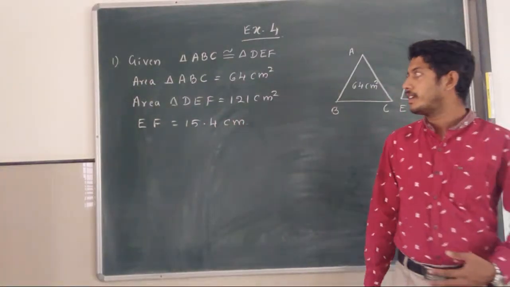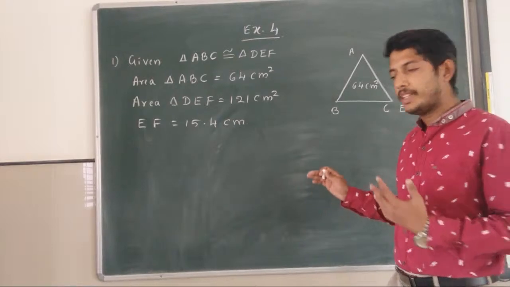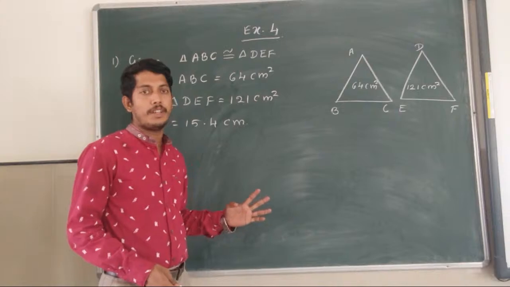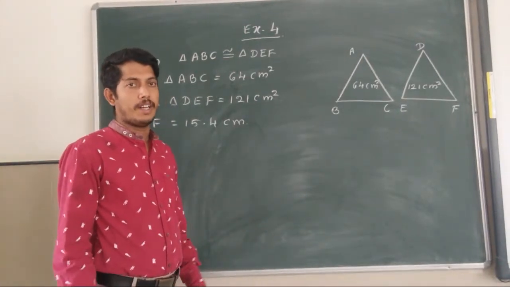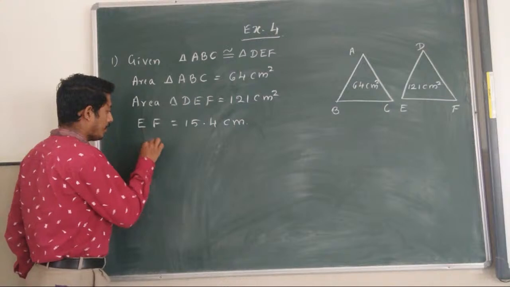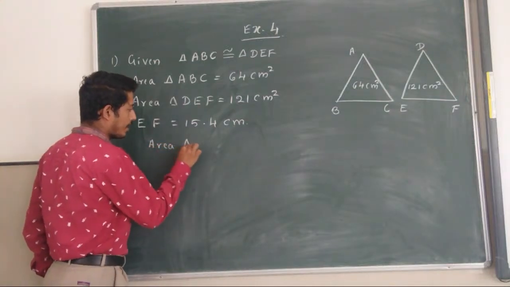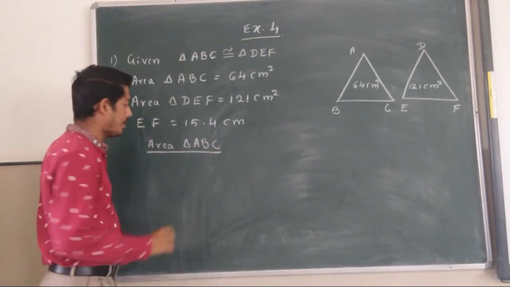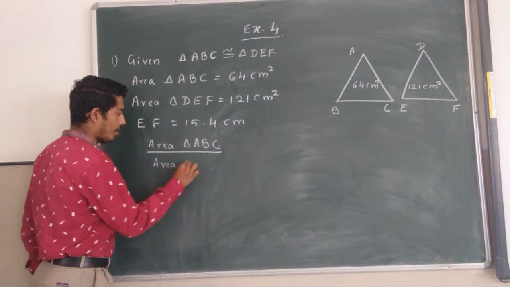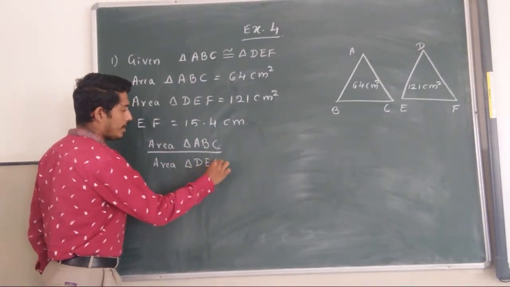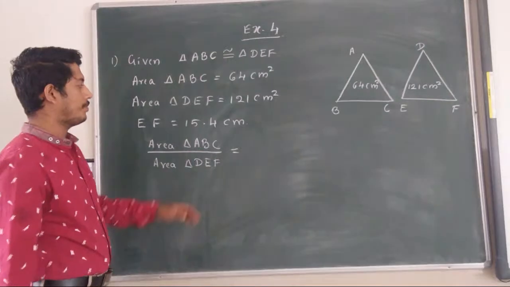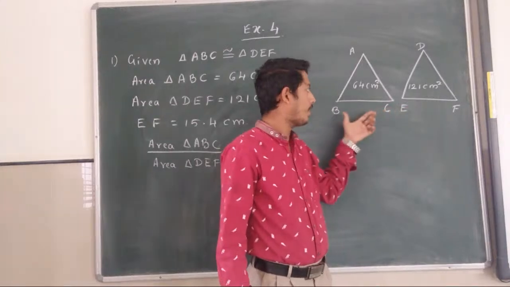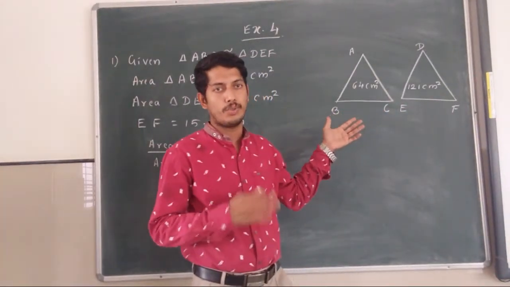And in the theorem we learned that the ratio of the areas of two triangles equals the square of the ratio of the corresponding sides of the triangles. That is, area of triangle ABC divided by area of triangle DEF equals... here one side is given, that is EF, so I will consider BC as the corresponding side.